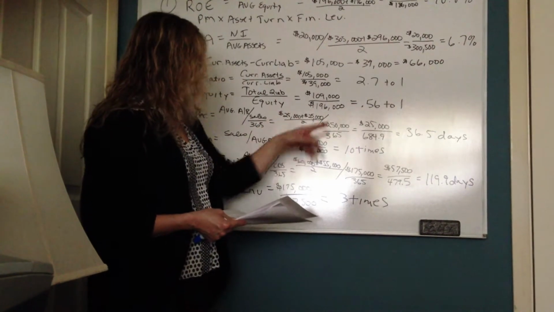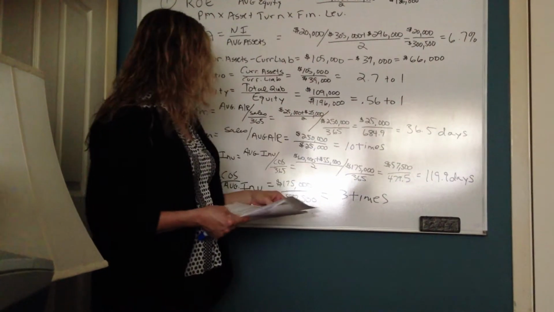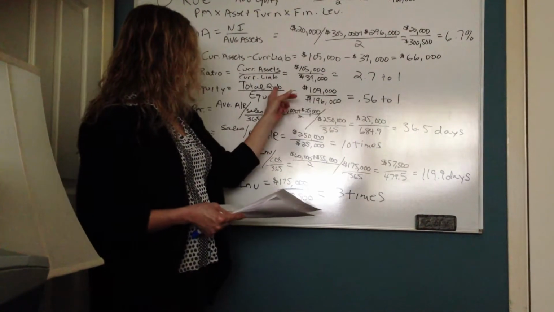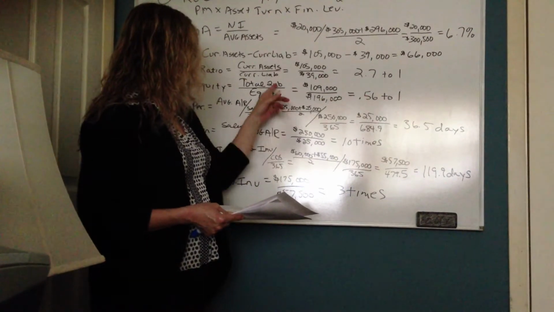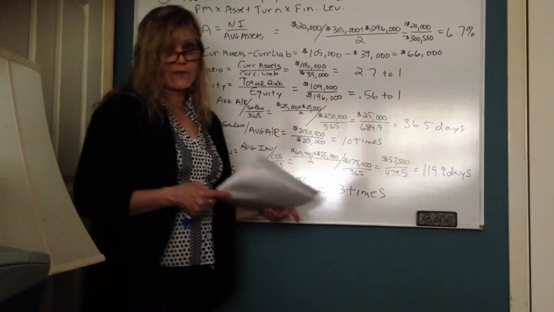Okay. Your liability to equity, again, we're taking our total liability figure and dividing it by our total equity figure, and it is 0.56 to 1, which means we have about 56 cents in our total liabilities for every $1 of equity we have.